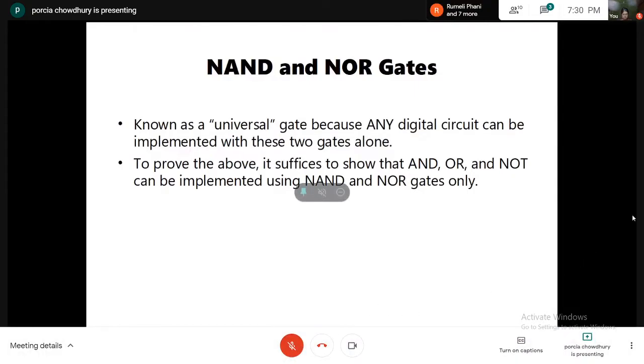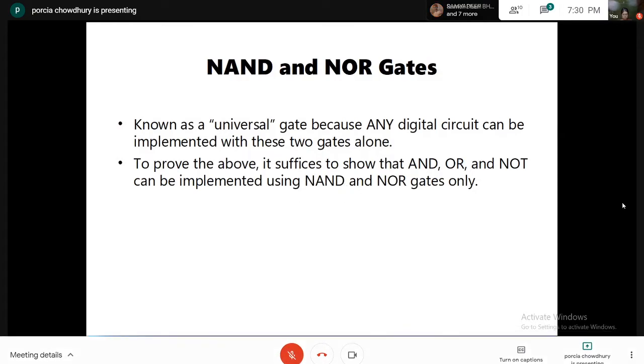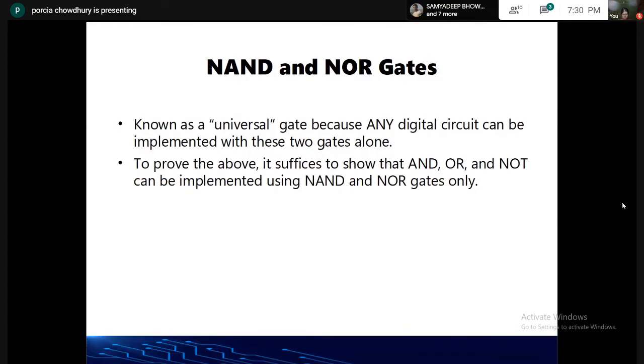Before going to the next slide, I need to tell you something. NAND means basically NOT of AND, and NOR means basically NOT of OR. Can you calculate the truth table for NAND and NOR? Previously we discussed the AND and OR truth tables. So now can you tell me what the truth table for the NAND gate and the NOR gate will be?